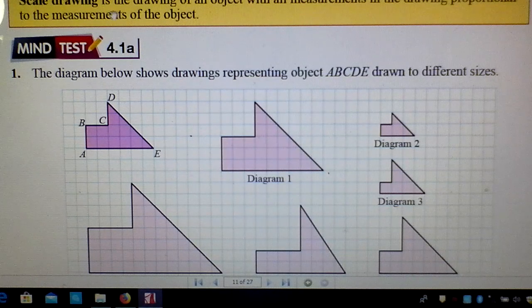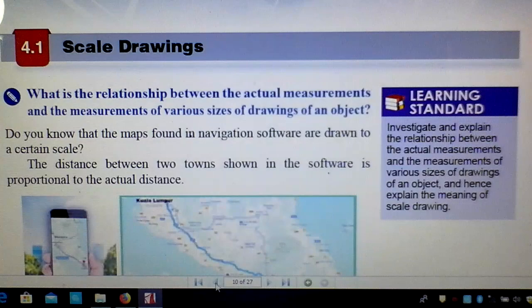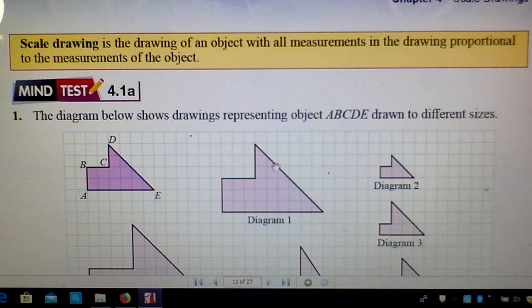Okay, a scale drawing is the drawing of an object with all measurements in the drawing proportional to the measurements of the object. So that one we call scale drawing. Okay, means all the sides proportional.